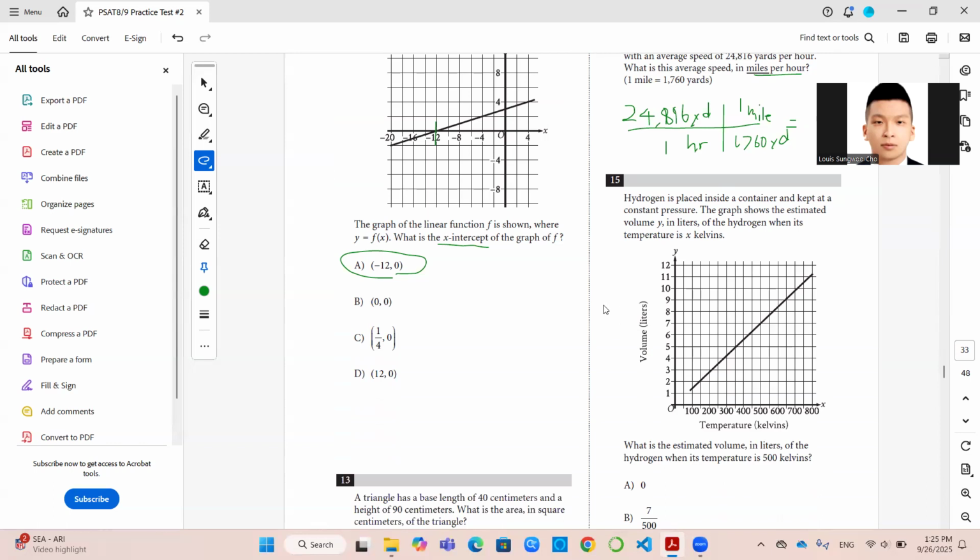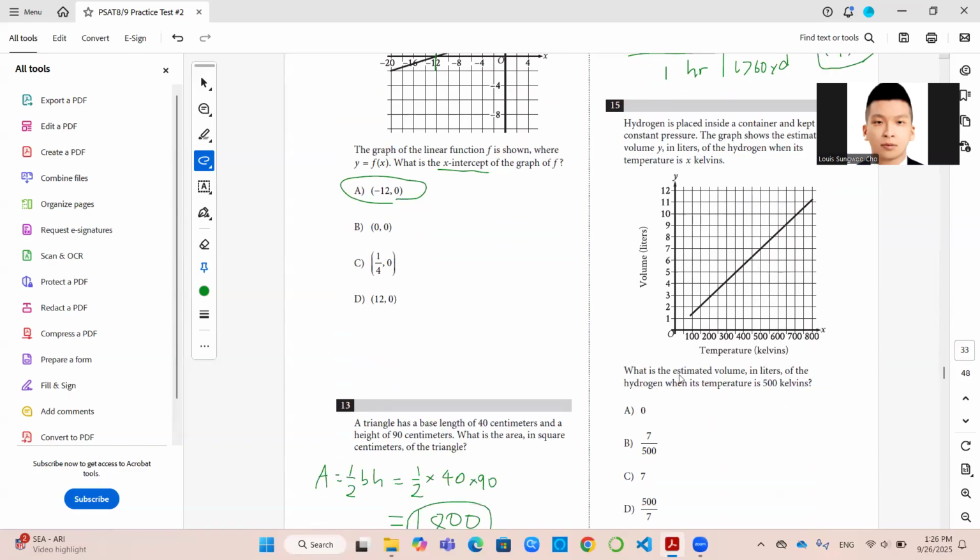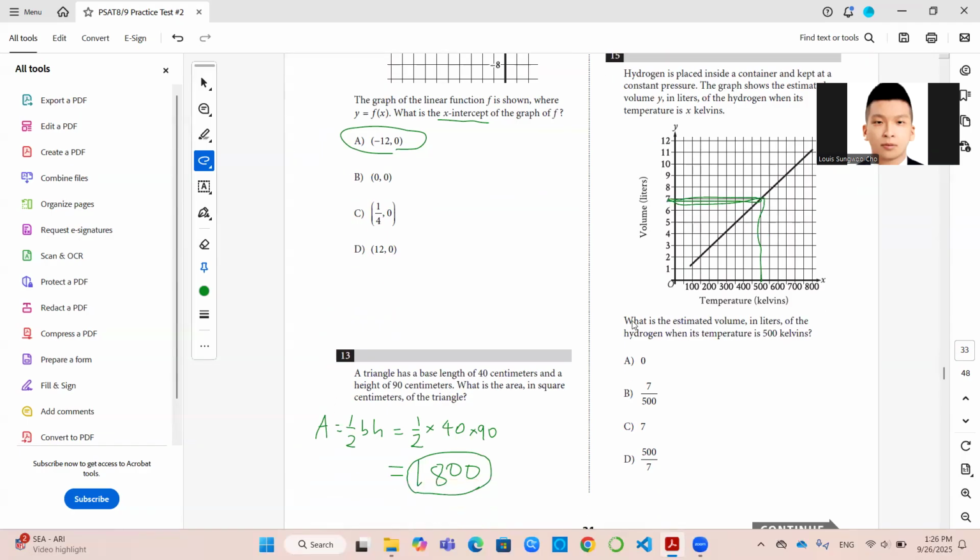Hydrogen is placed inside a container and kept at a constant pressure. The graph shows the estimated volume y in liters of the hydrogen when its temperature is x kelvins. What is the estimated volume in liters of the hydrogen when its temperature is 500 kelvins? So when it's 500 kelvins, it's 7 liters. So C is the correct answer.